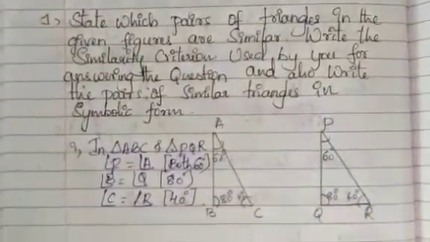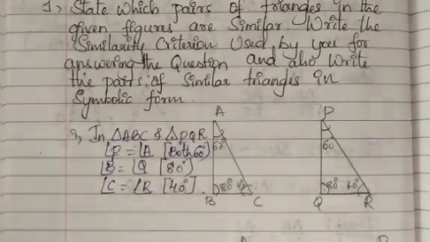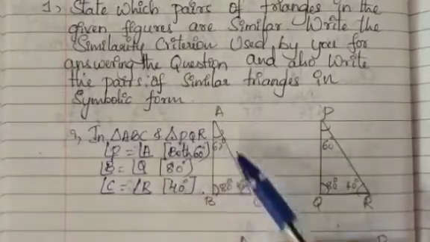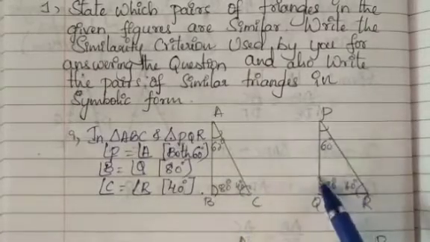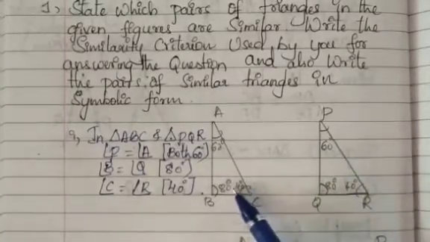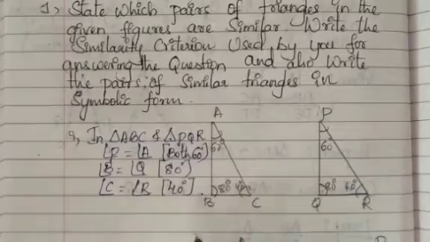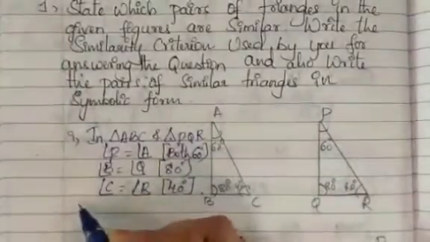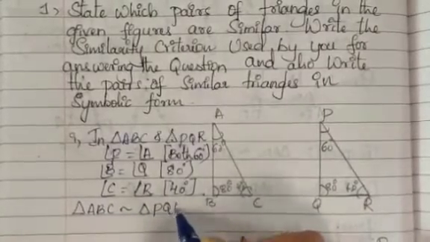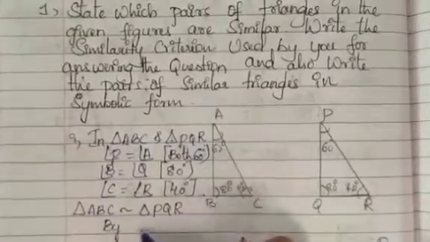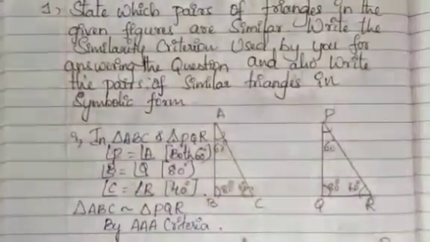So three criteria are satisfied, and also I have told you if any two angles are equal, then obviously the other angle is also equal, because you know the angle sum property: the sum of the angles of a triangle is 180 degrees. If two angles are equal, then the other angle will be 180 minus these two, and similarly you will get the same answer. So you can say that triangle ABC is similar to triangle PQR by AAA criteria.